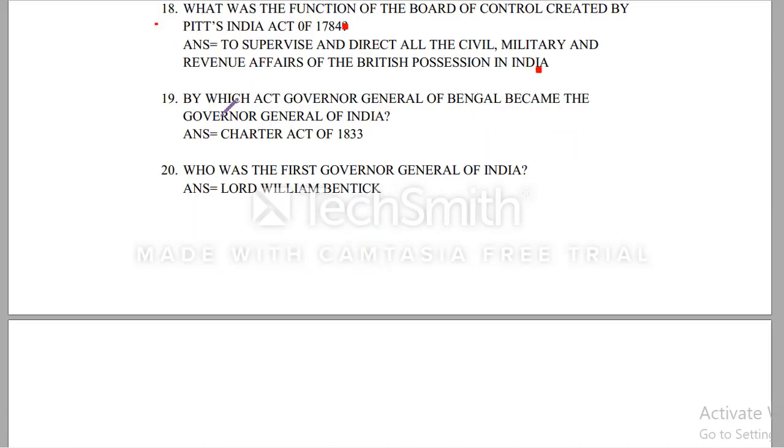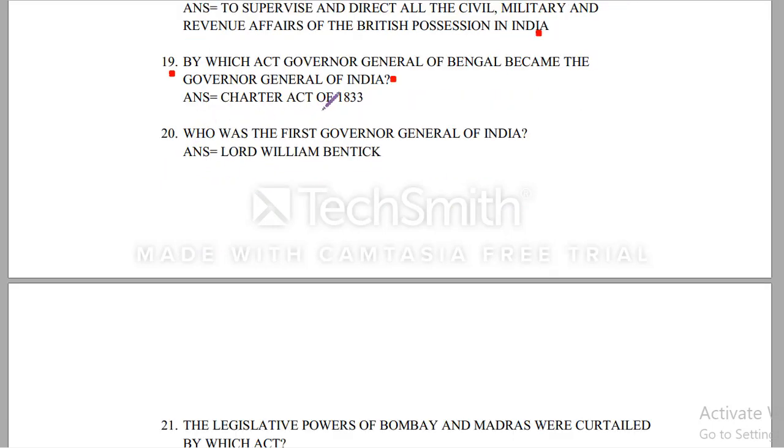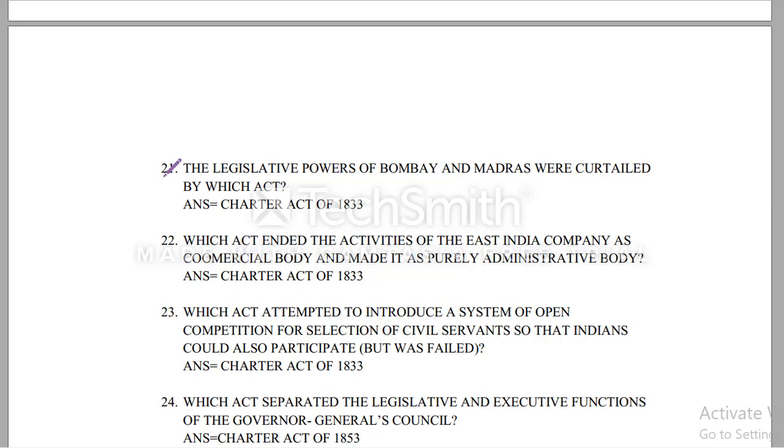Next, by which act did the Governor General of Bengal become the Governor General of India? Very important question. Answer is Charter Act of 1833. Next question, who was the first Governor General of India? Answer is Lord William Bentinck. Next question, the legislative power of Bombay and Madras were curtailed by which act? The legislative power of Bombay and Madras were curtailed by Charter Act of 1833.